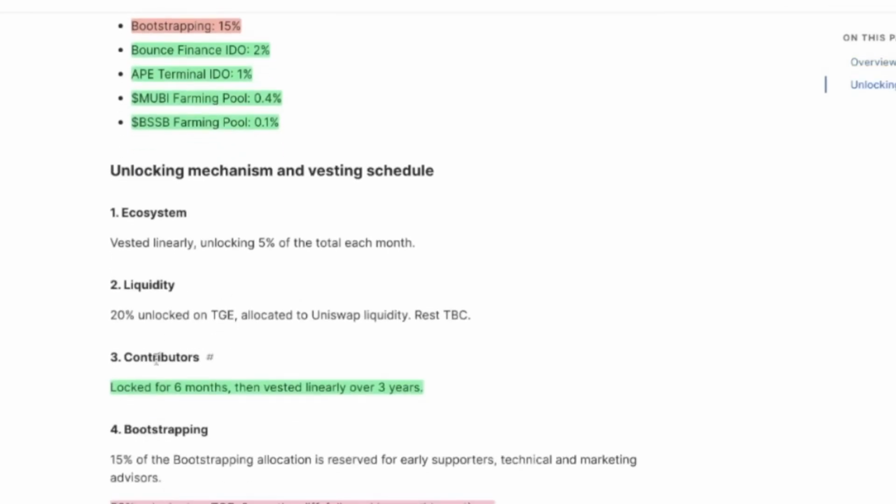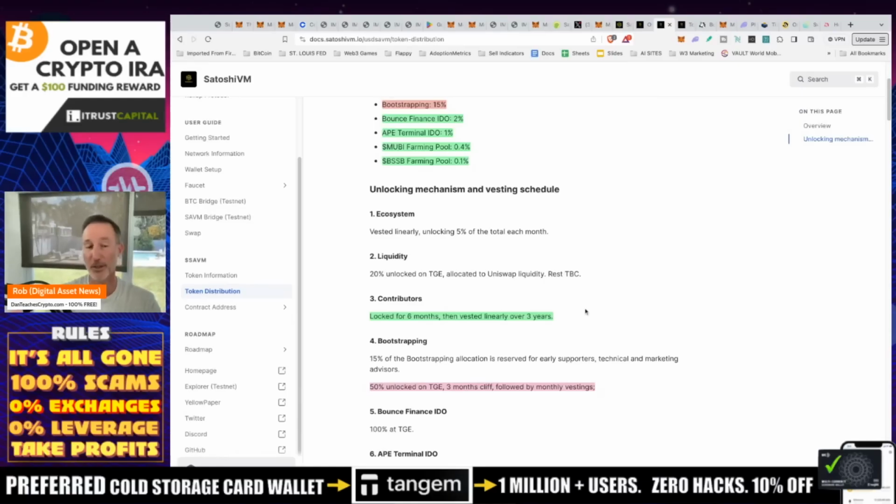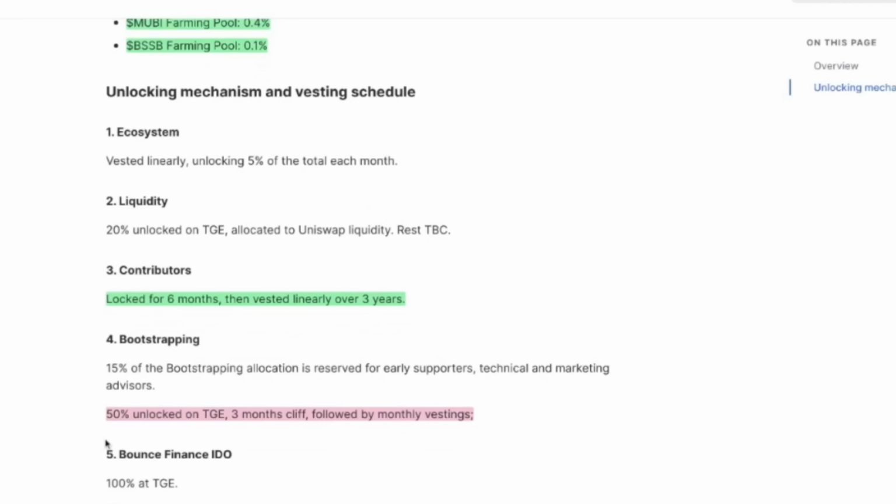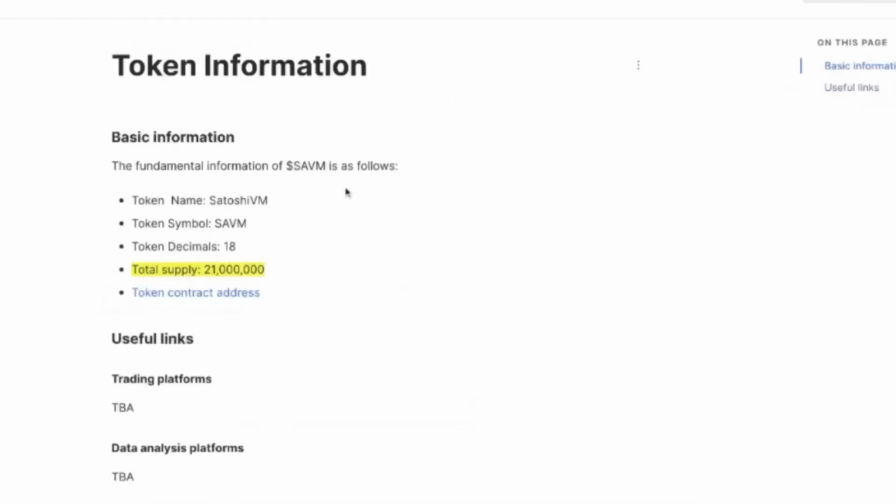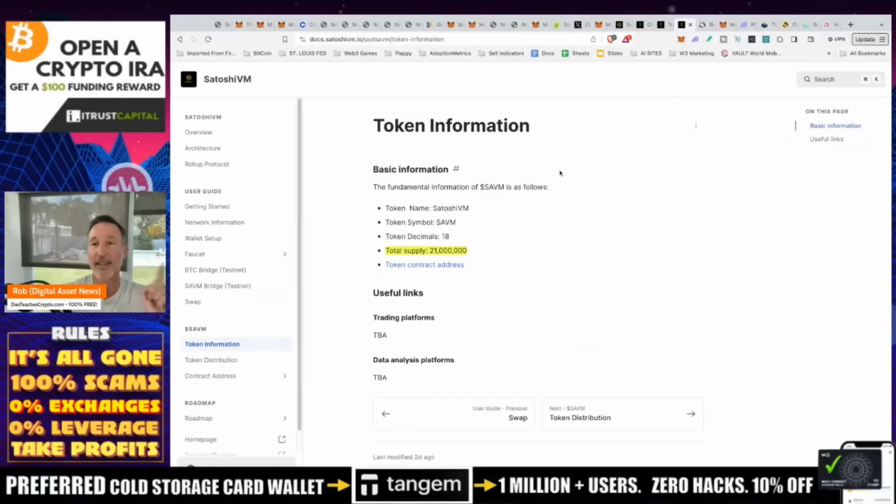Here's the thing. For the contributors, that's locked for 6 months, and then it's vested linearly over 3 years. So look, if you don't take profits in 6 months, the contributors, who probably are some of the influencers, they'll dump on you at 6 months. Just be aware of that. The bootstrapping, 50% unlocked on TGE, or token generation event, which just happened. Then they have a 3-month cliff, which means they can't do squat, followed by monthly vesting. So not too bad. I think it should be okay. And lastly, this is why I really like Satoshi VM. Total supply, 21 million. I think this could do very well, but I've been wrong before.